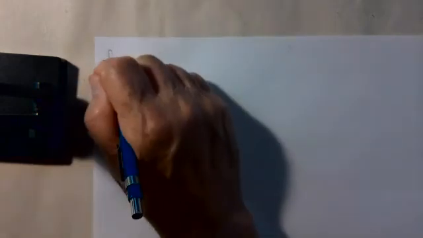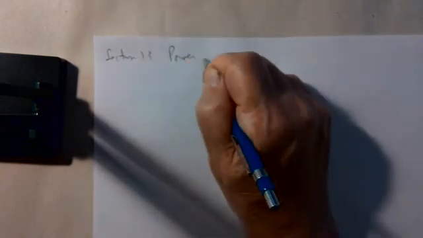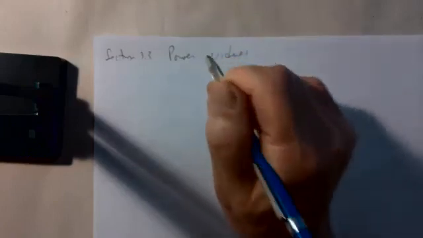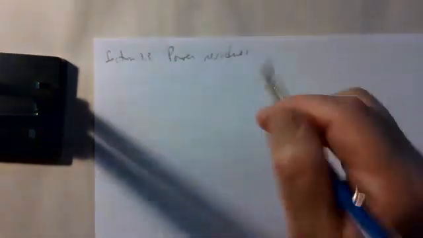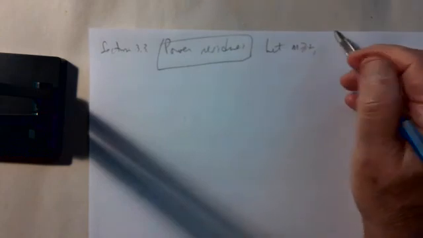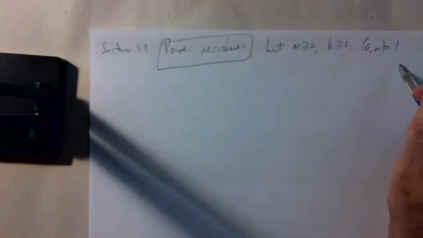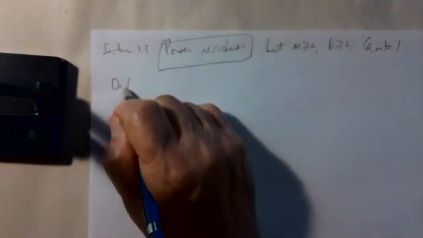Section 3.2, we're skipping, and section 3.3 is called power residues. And the definition is the following. Suppose we have an integer m at least 2, an integer k at least 2, and an integer a relatively prime to m. We say that, so this is the definition.